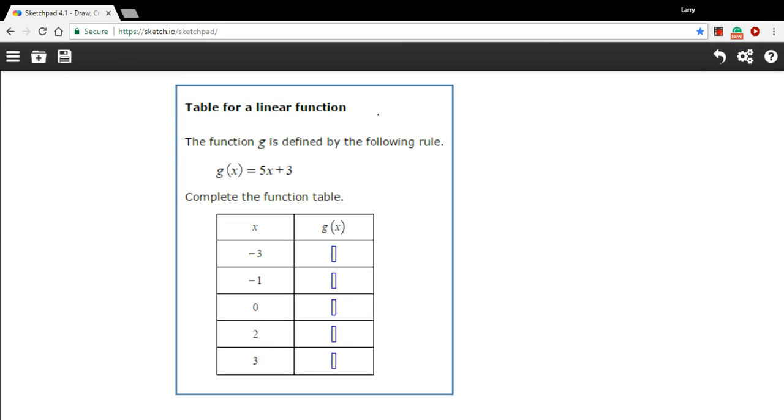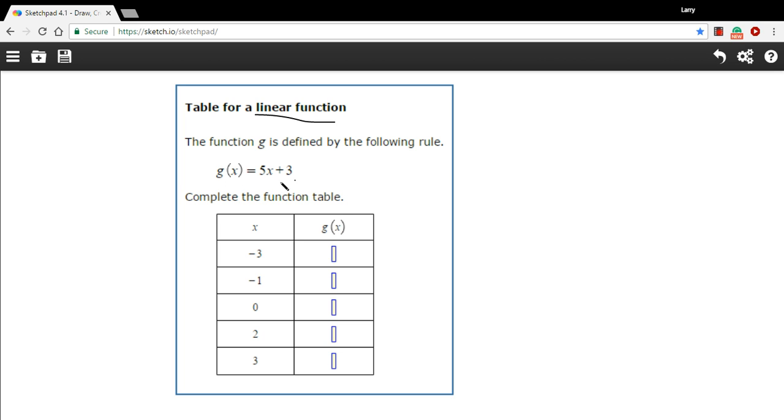In this problem, we're being asked to create a table for a linear function. And a linear function just means it's a function that, if you graph it, it's a line. It's a straight line. So this function on the left here, you've got this thing g of x. And that's function notation. So you'll see f of x or g of x or h of x.